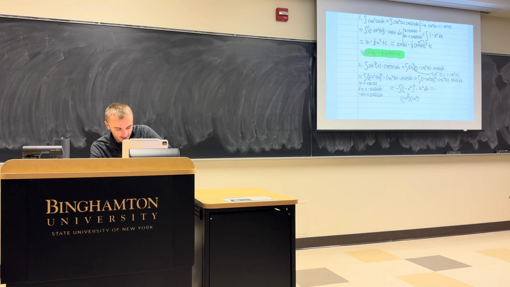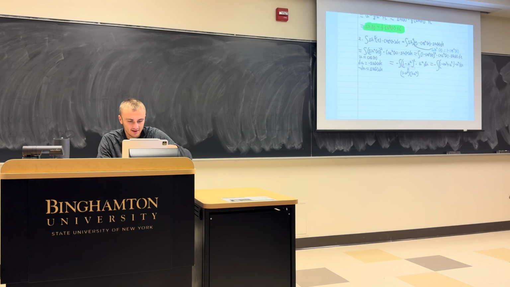So we have negative integral. What's that going to be? 1 minus 2u squared plus u to the fourth, all in parentheses, times u squared du. So all we did in this step is expand what's in the parentheses there.